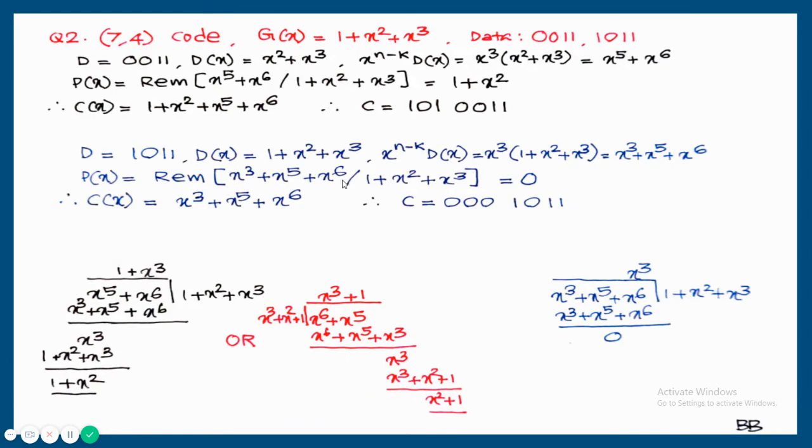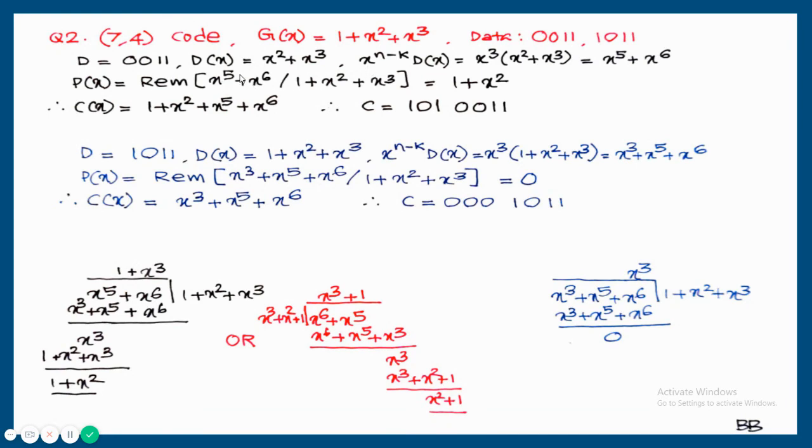Example number 2. 7,4 code, g of x is 1 plus x square plus x cube. And 2 data are written here, 0, 0, 1, 1 and 1, 0, 1, 1. D is equal to 0, 0, 1, 1. The given polynomial is 1 plus x square plus x cube. That is why this data we should be able to convert into that format starting from 0, 1, 2, 3. That is why x square plus x cube. Then multiplication with x raised to n minus k. So x cube into x square plus x cube. Answer is x raised to 5 plus x raised to 6.